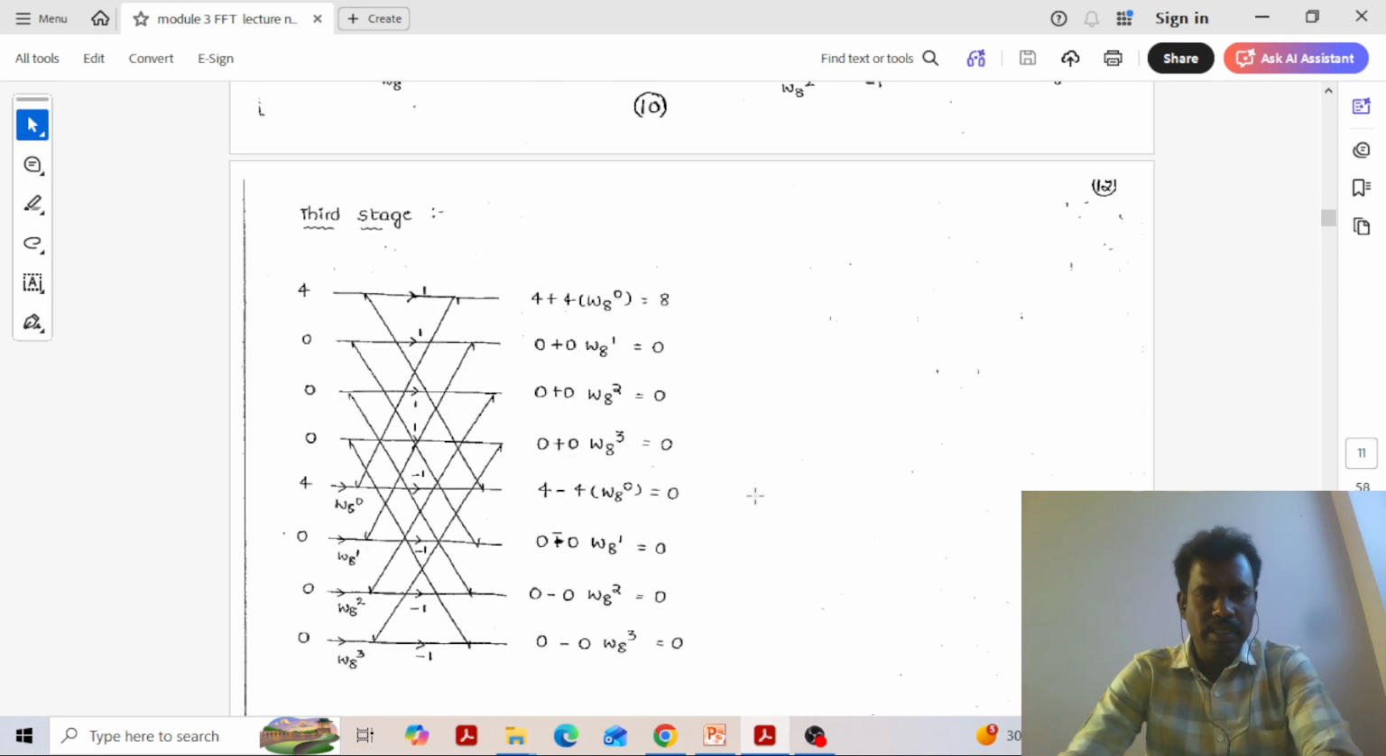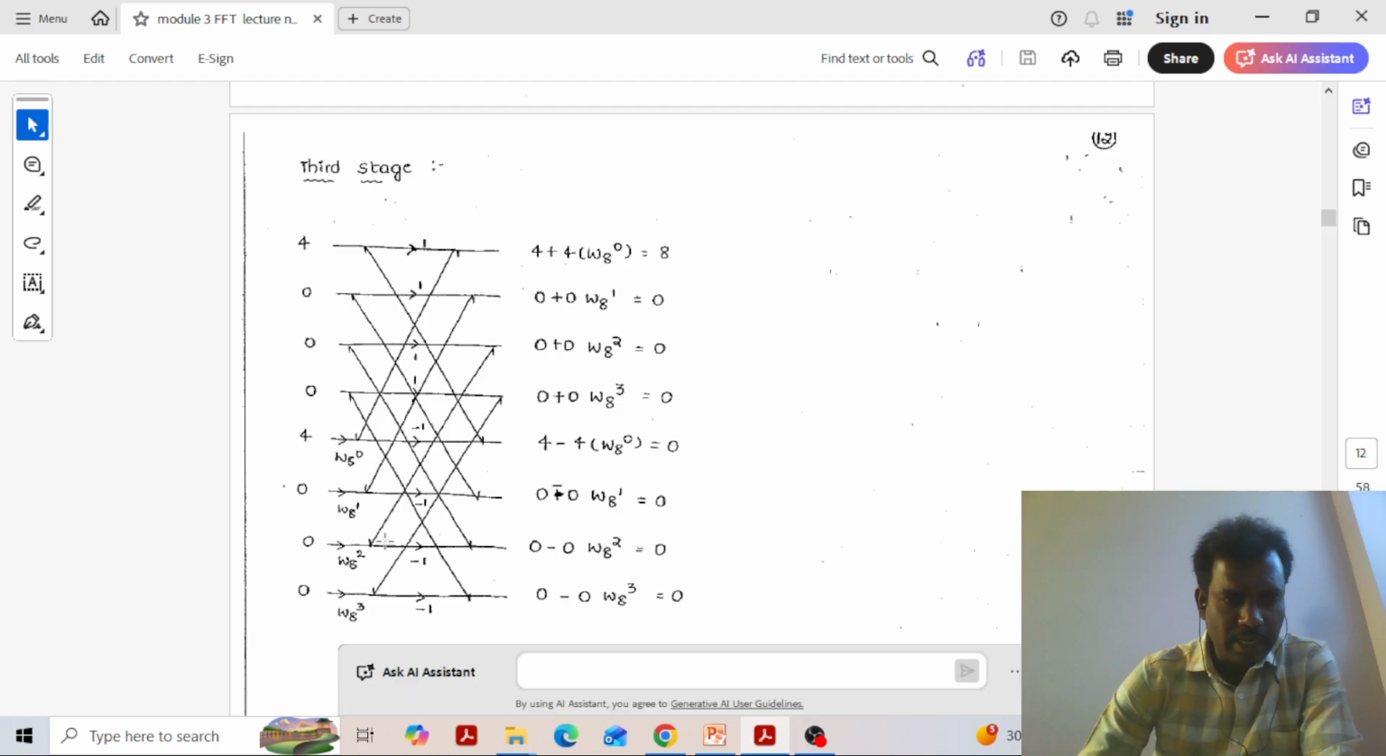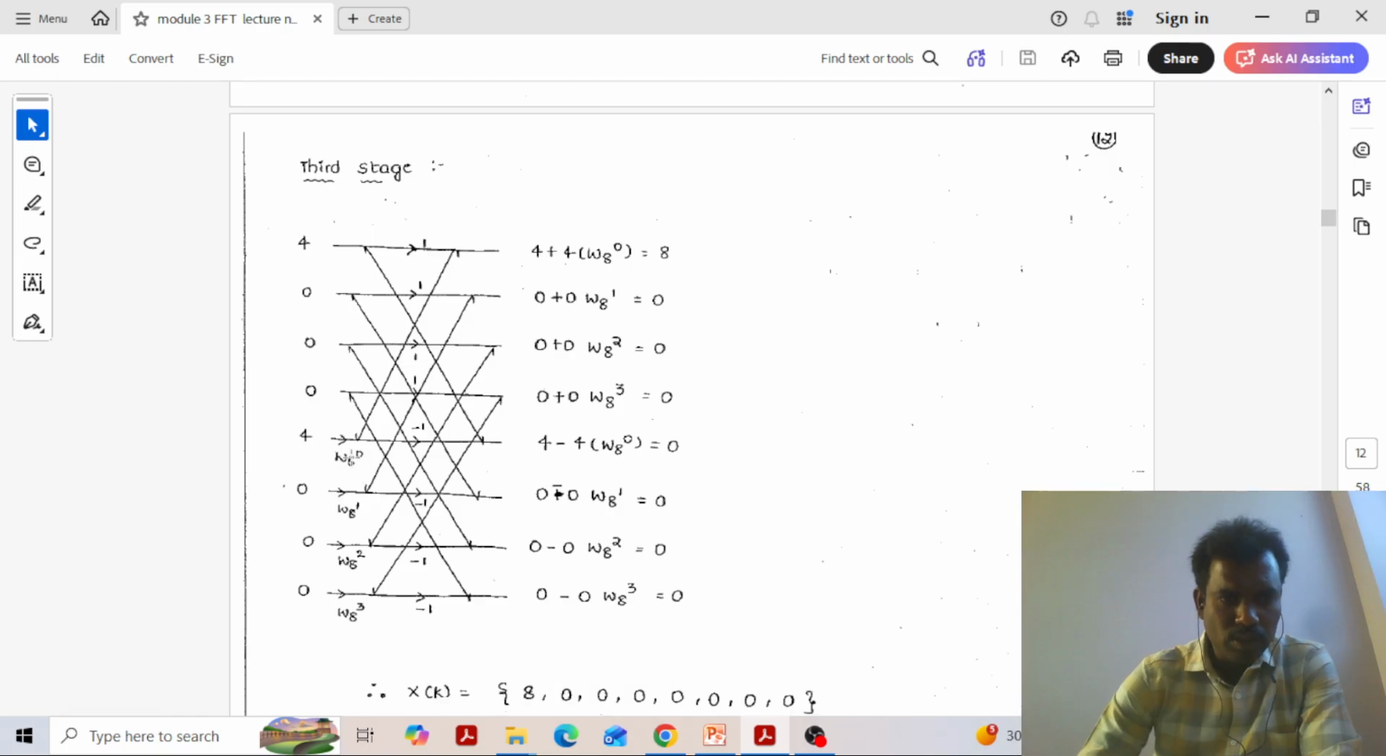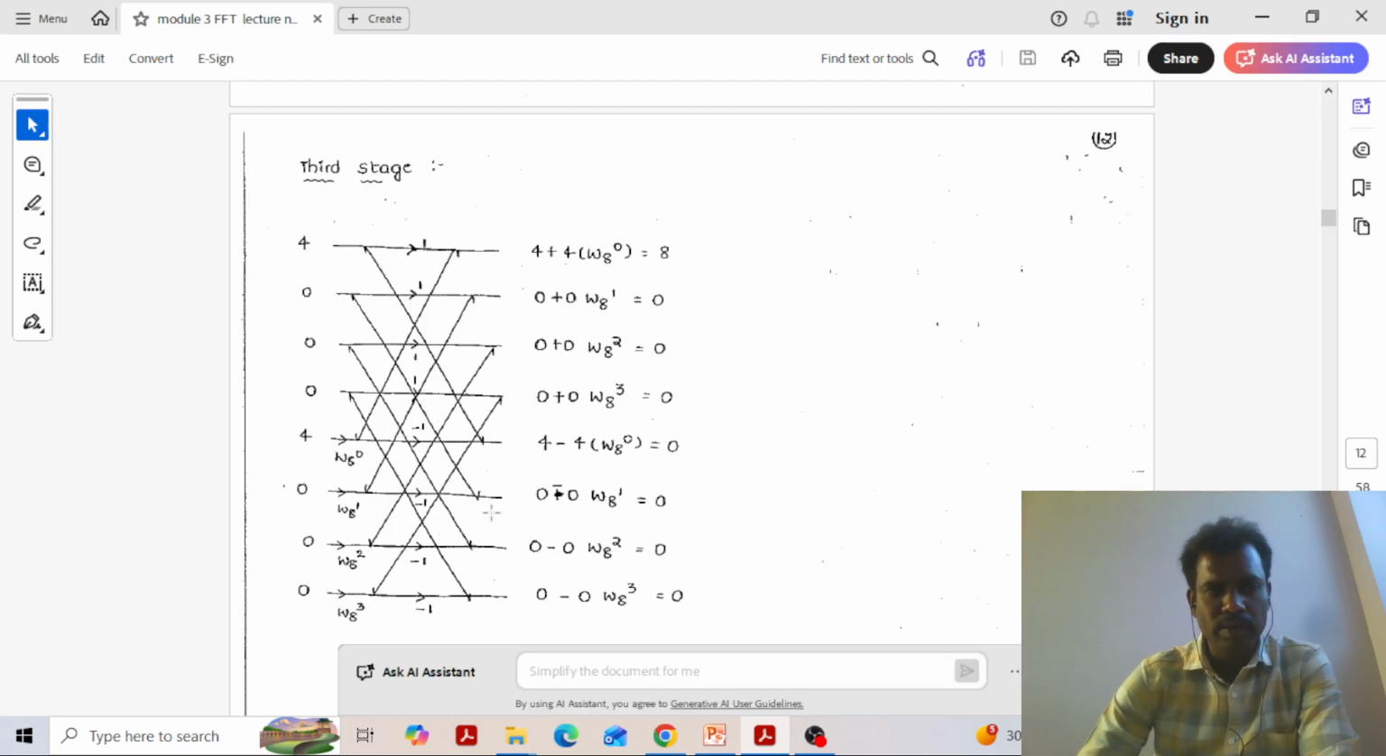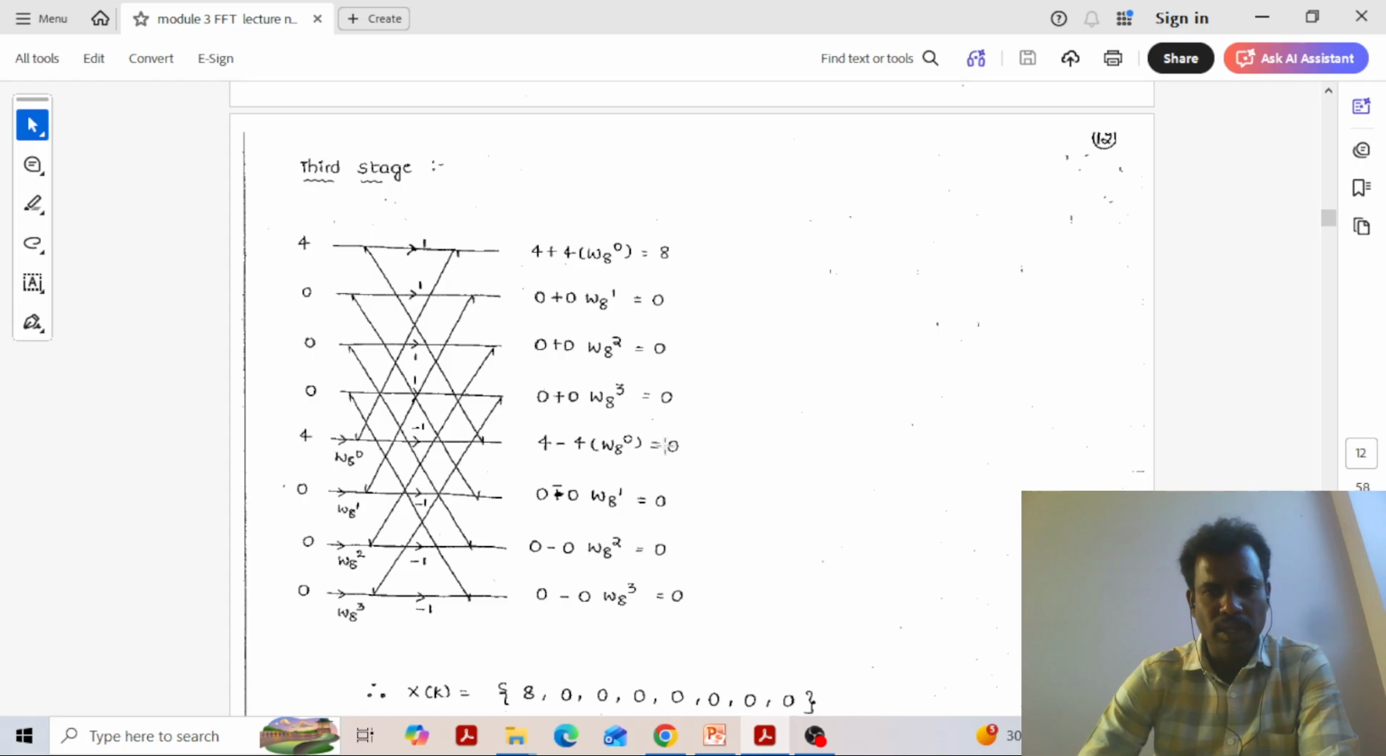For the third stage, we get the twiddle factors here. Anyhow it is multiplied with 0, so the multiplication with the twiddle factors will all be 0. W_8^0 is 1, 1 into 4 is 4. So 4 plus 4 at this point is 8, and the remaining are all 0 plus 0, all zeros. Even while subtracting, 4 minus 4 is also 0.